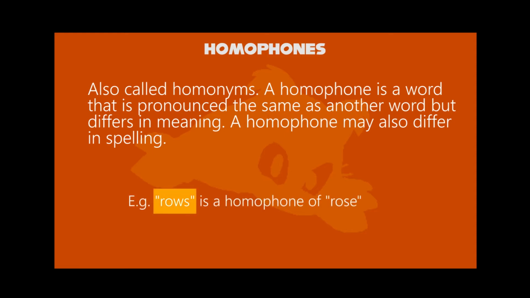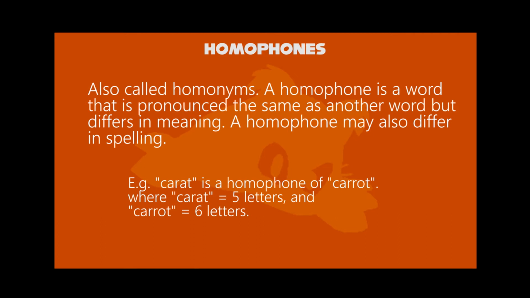For example, rose, spelled R-O-W-S, is a homophone of rose, R-O-S-E. The number of letters remains the same, but with different meaning. Similarly, to get the number of letters different, for example, carat, spelled with 5 letters, C-A-R-A-T, is a homophone of carrot, a 6-letter word, C-A-R-R-O-T.